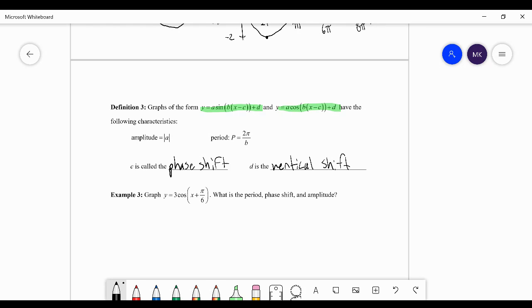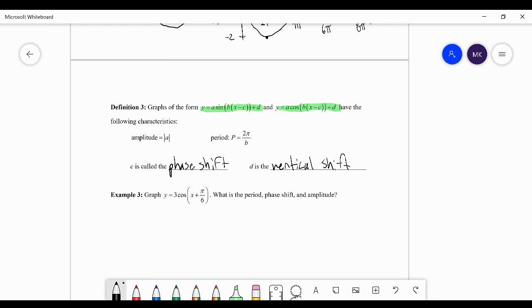Okay, so what I want you guys to do right now is look at this example 3. So y equals 3 cosine of x plus pi over 6. And I want you guys to identify the amplitude, the period, the phase shift, and the vertical shift. Okay. If there is none, then you need to identify whether or not it's appropriate to say none, or if you need to say something else. So like if there is no change to the period, it's not that there's no period, it still has a period, but what is that period? So I want you guys to pause this video and just identify those things, okay?